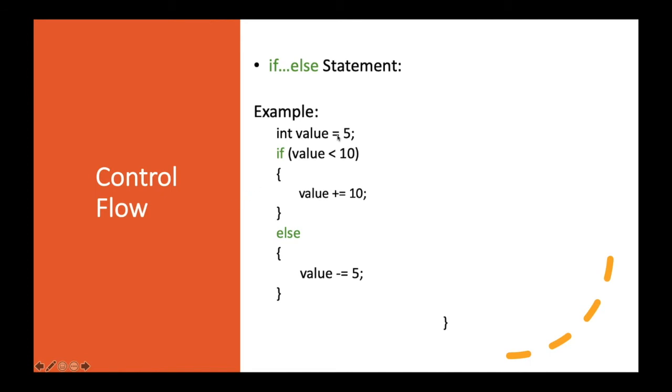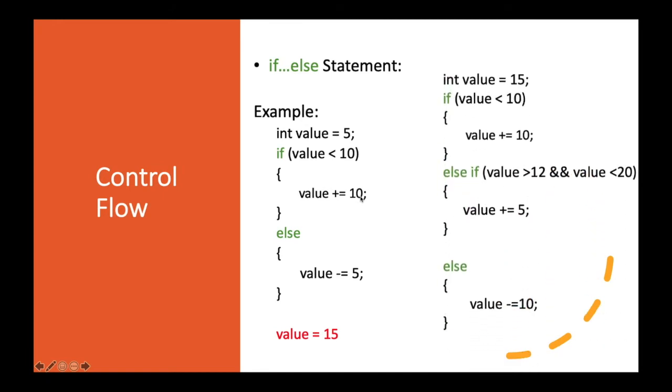Now let's look at an example. Here the value is 5, right? If 5 is less than 10, which is definitely true, then we go on and perform this expression, and the value is going to be 15. Now let's look at another condition.